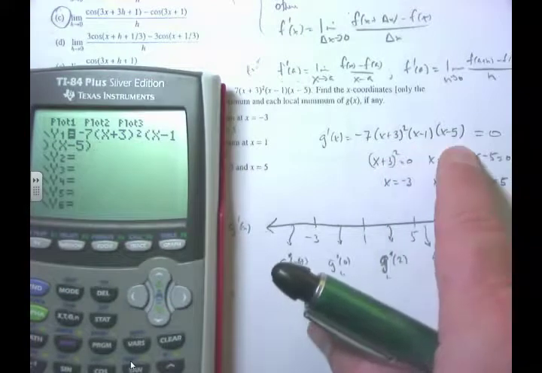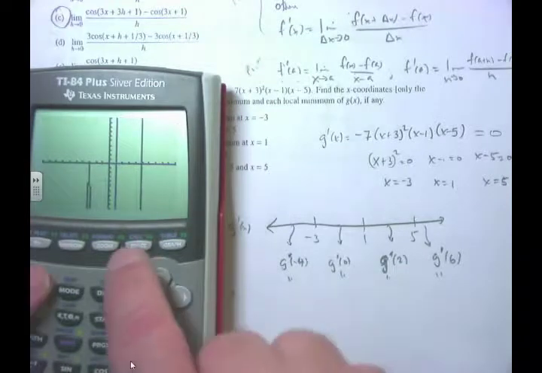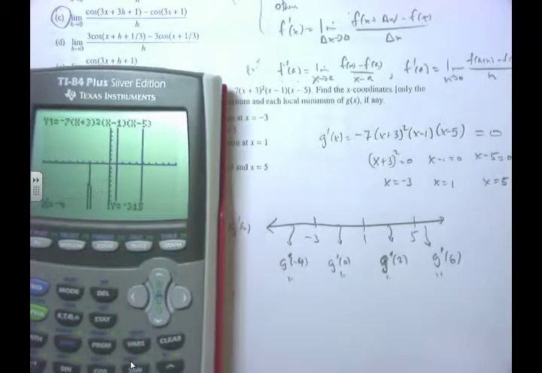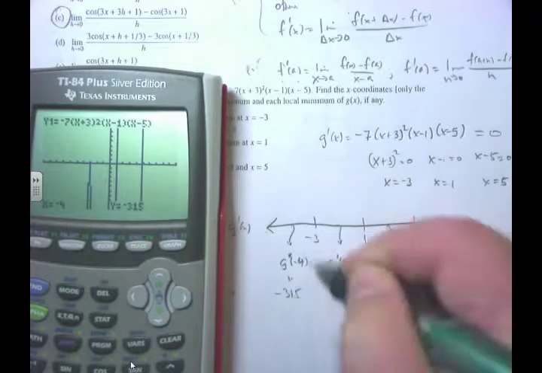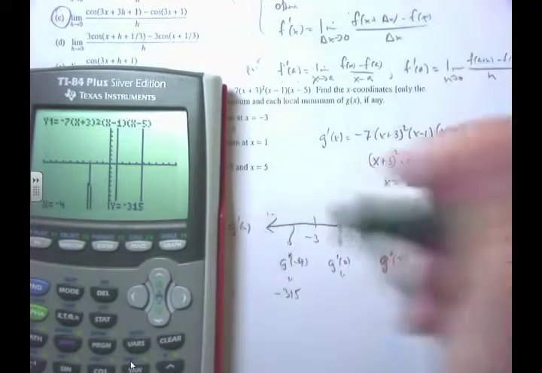There we go. And I'm just going to hit zoom 6 on it. I'm just going to graph it. Don't care. Because what I'm trying to do is plug into this thing test values. So I'm going to second calculate value. I'm going to plug in -4. What number do I get? -315. I don't care. It's negative. So everything in that interval is going to be negative.